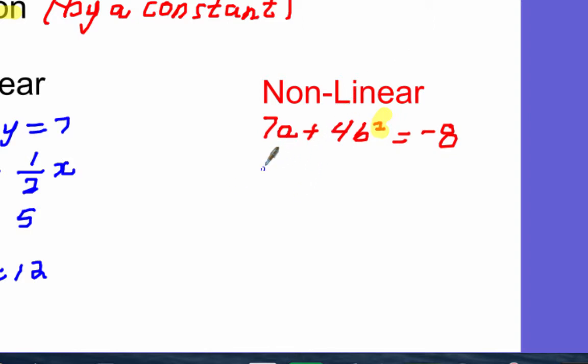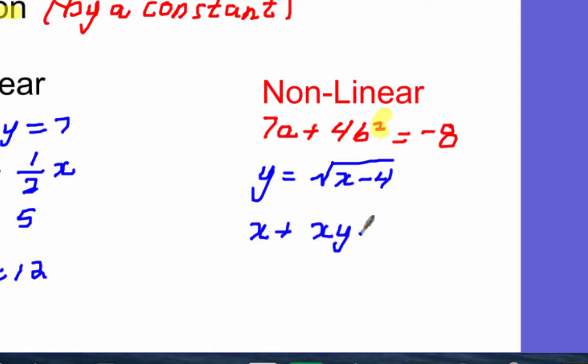A very common example, after we study quadratics, is square root functions. We could look at the square root of x minus 4. That is not going to be linear. You could say x plus x times y equals 1. You have two different variables being multiplied together, so that's where your issue would be. That's where we get this idea of multiplying by a constant, as I wrote up here.